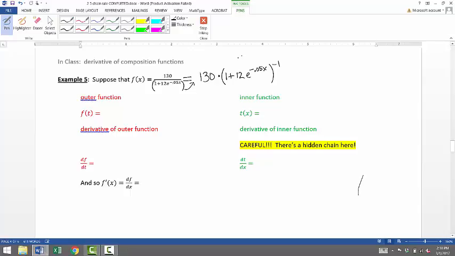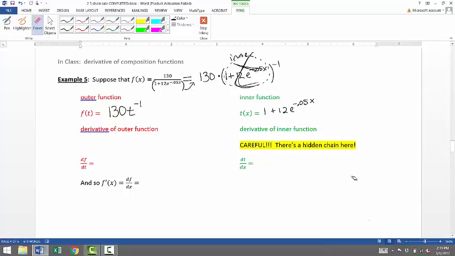When I write the function f of x this way, I can see that there is this inner function here, 1 plus 12e to the negative 0.05x. So that inner function is our t of x function. Wherever I see that expression, I can replace it with the variable t. So now I can see that f of x can be viewed as this outer function, 130 times t to the negative 1, where t is the function 1 plus 12e to the negative 0.05x. All right, so we have our inner function and our outer function.